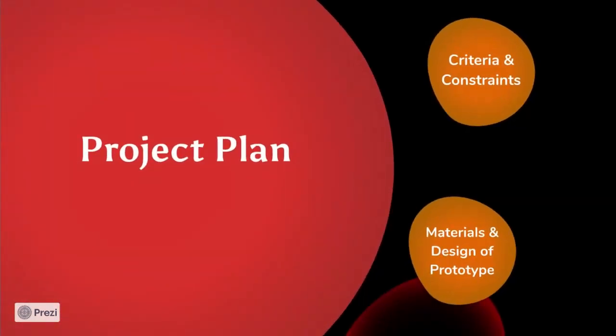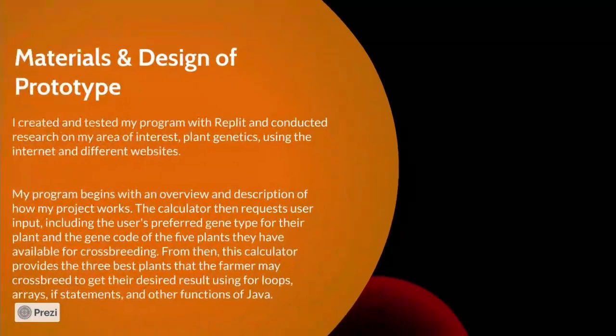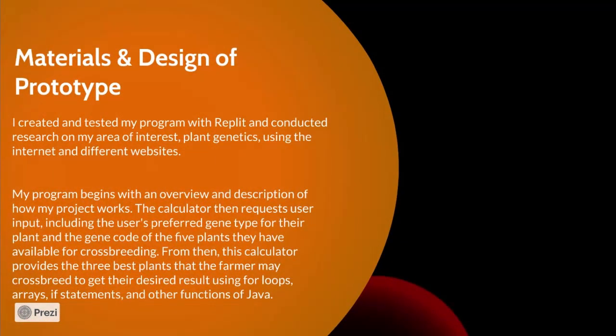Materials and design of prototype. I created and tested my program with Replit and conducted research on my area of interest, plant genetics, using the internet and different websites. My program begins with an overview and description of how my project works. The calculator then requests user input, including the user's preferred gene type for their plant and the gene code of the 5 plants they have available for crossbreeding. From there, this calculator provides the 3 best plants that the farmer may crossbreed to get their desired result using for loops, arrays, if statements, and other functions of Java.